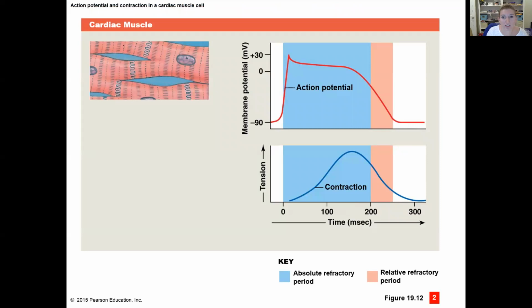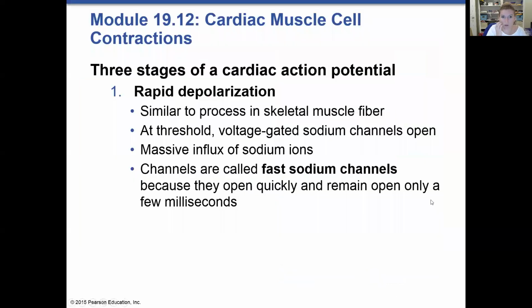So take a look at this. The action potential, again, is very slow. That calcium lingers, which means our contraction is much longer. So there are three main stages of our action potential in our cardiocytes. You have that rapid depolarization. Depolarization is always rapid. It's exactly the same as with our skeletal muscle fibers.